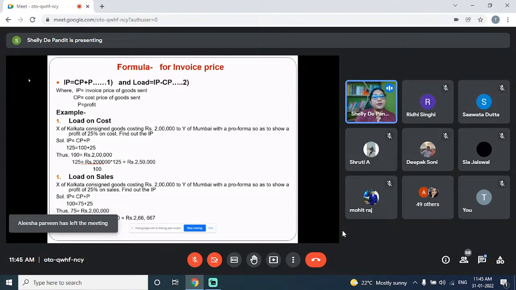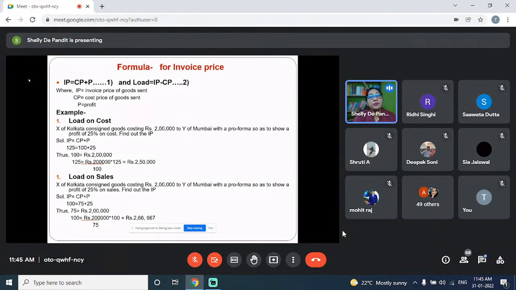So let us concentrate on the formula first, right? So what is the formula? It is a very easy formula. Just concentrate on what is selling price. We get the selling price by adding up the profit with my cost. So, omitting the sales, I have written IP. So it is the basic formula, right?